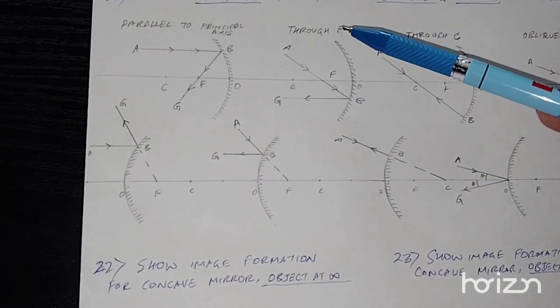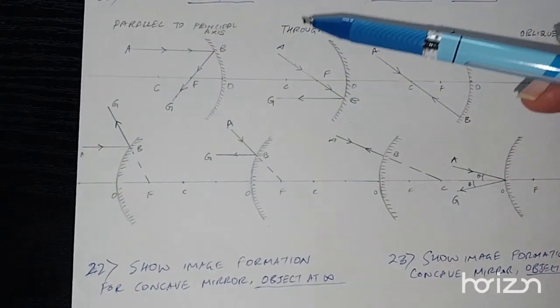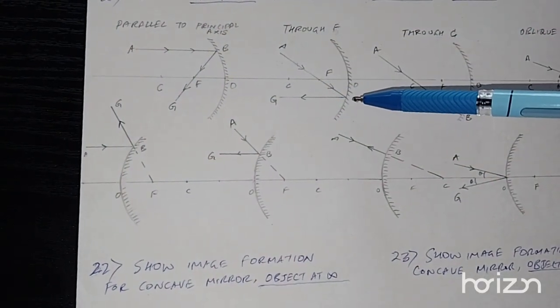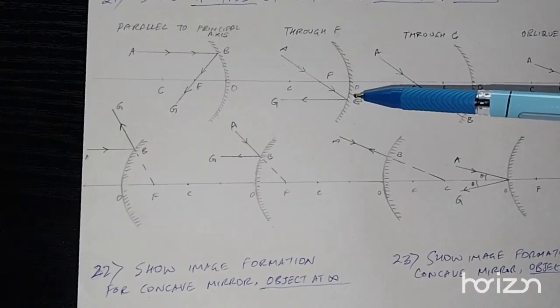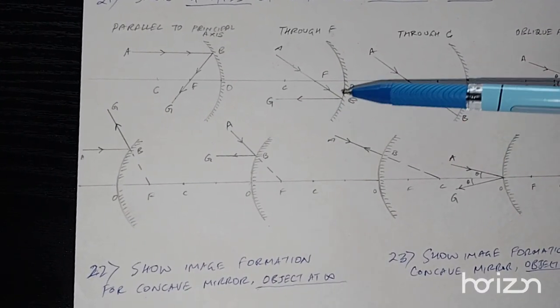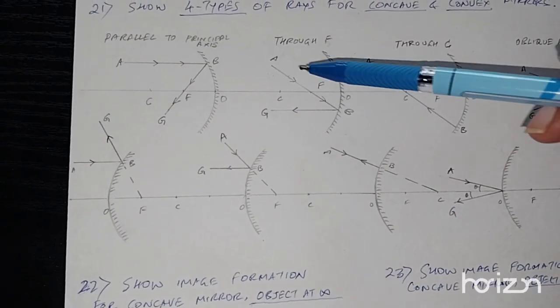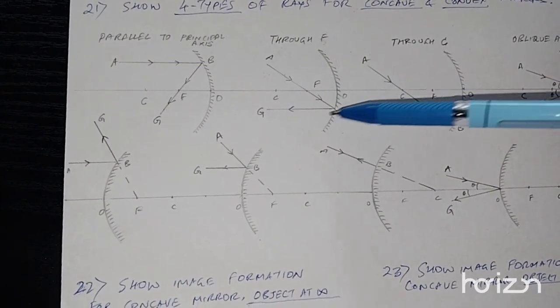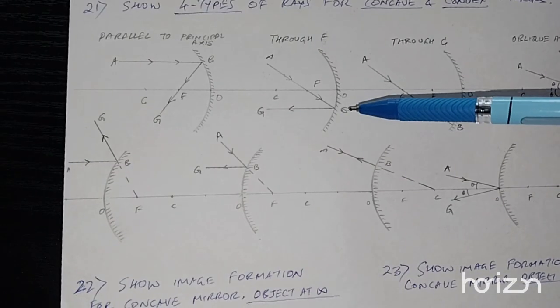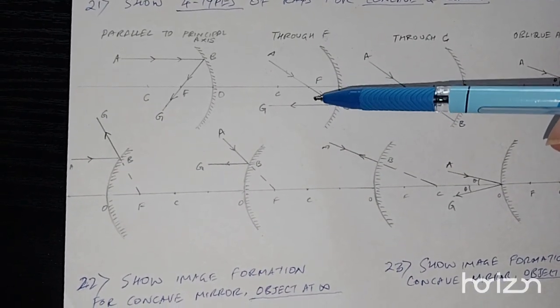Now the second type of ray. What if instead of shooting a ray parallel to the principal axis, you shoot a ray through F? If you shoot a ray through F, it will get reflected such that the reflected ray will be parallel to the principal axis. So AB is passing through F, which means it is going through F. So its reflection, the reflected ray BG, is such that BG is parallel to the principal axis.